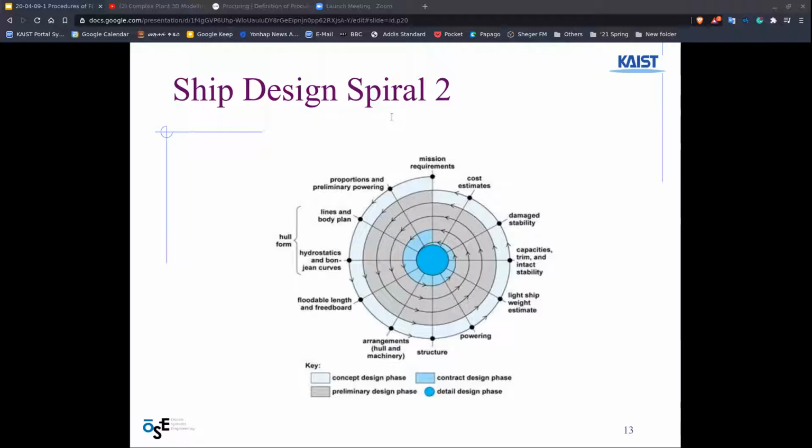So you can see now it goes counterclockwise, using requirements, proportions, and preliminary drawing, then hull form design, floodable buildings, and freeboard, structure, powering, and comes to cost estimates. This is a bit more detailed, but similar, a spiral.